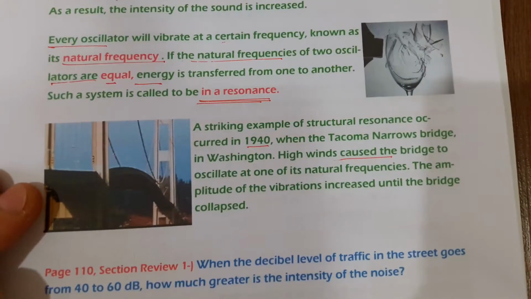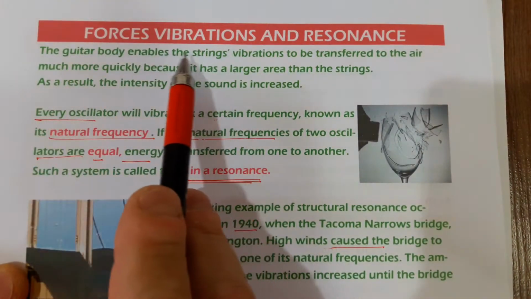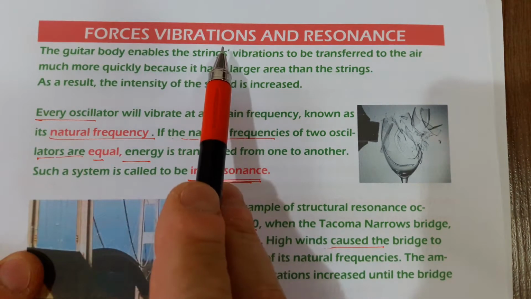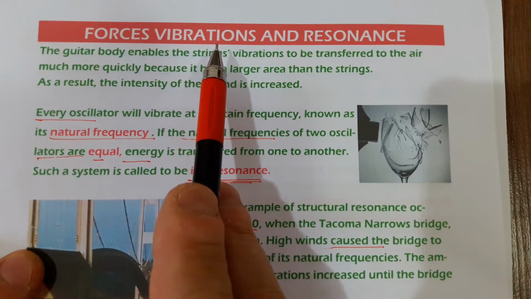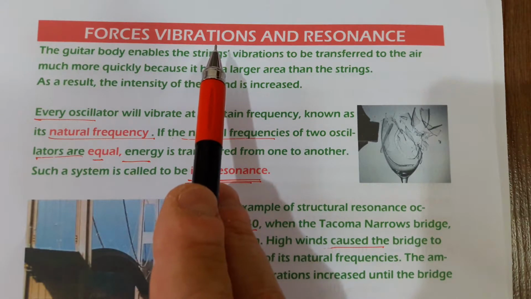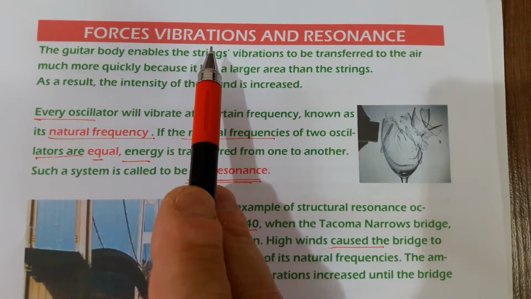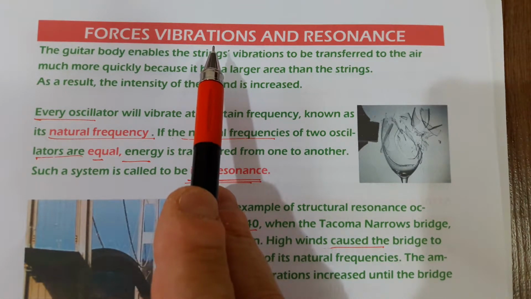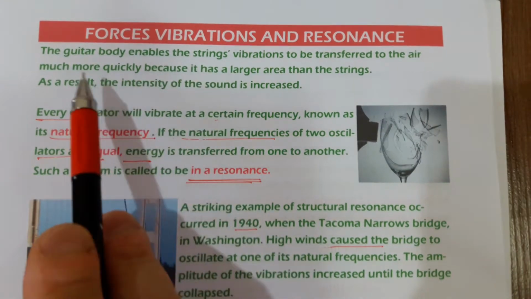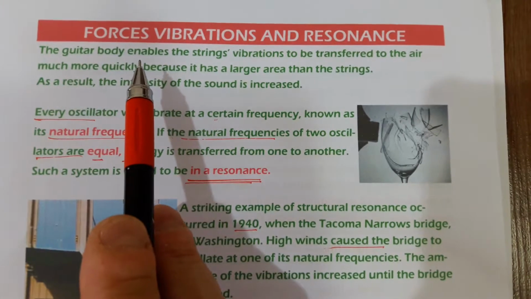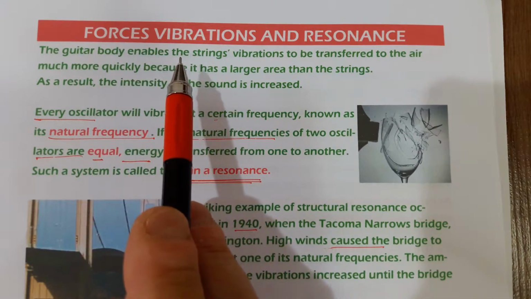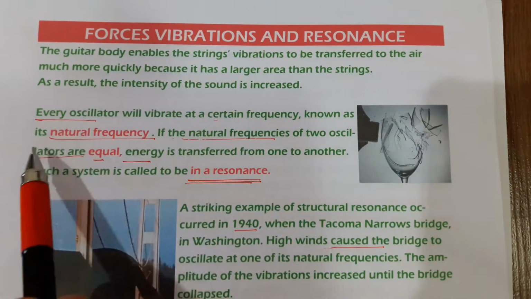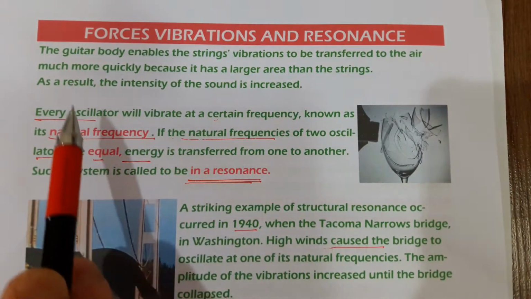Why is it important? Because if you use only the string of the guitar, a small number of molecules are in contact with the string. For that reason, the number of vibrations transmitted to the air is very small, so the energy and the intensity of the wave will be small. But if you set the body of the guitar into vibration too, because the body is so large in area, so many molecules of air start to vibrate. This increases the sound intensity, which is heard by the listeners.